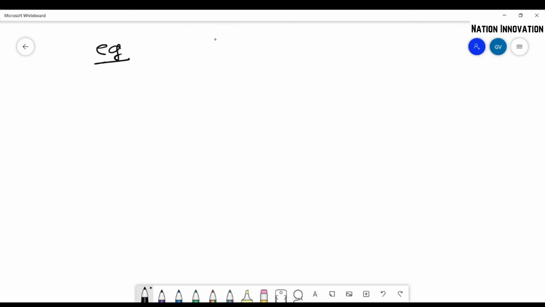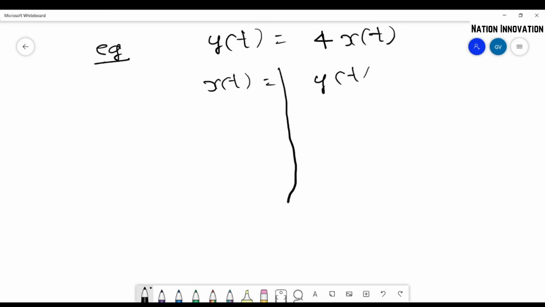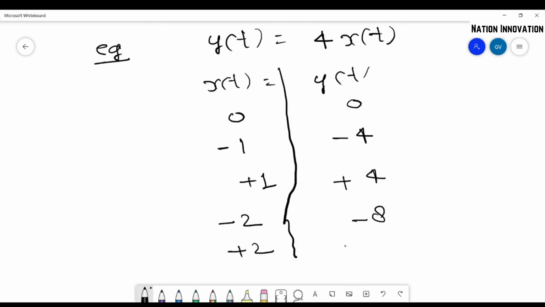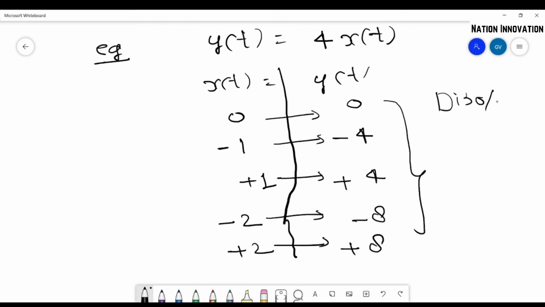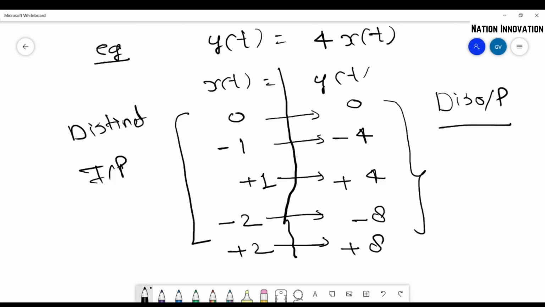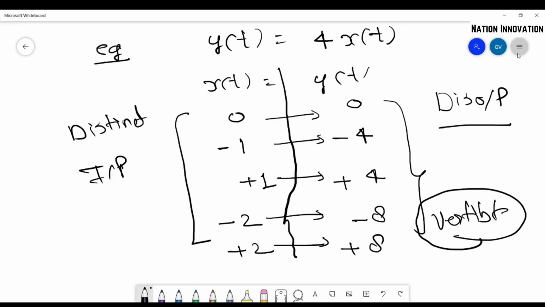Let's take y of t is equal to 4 times x of t. If I draw x of t here, I'll get y of t for x of t. If I take 0, I'll get 0. If I take -1, I'll get -4. If I take +1, I'll get +4. If I take -2, I'll get -8. If I take +2, I'll get +8. So we can see that here it is one-to-one mapping. For distinct input, we are getting distinct output. So this is an invertible system.